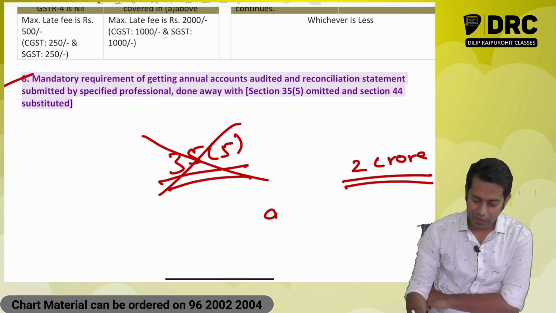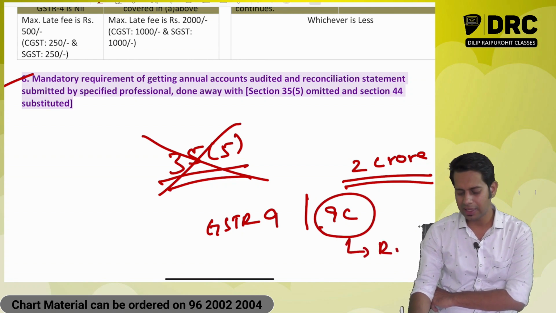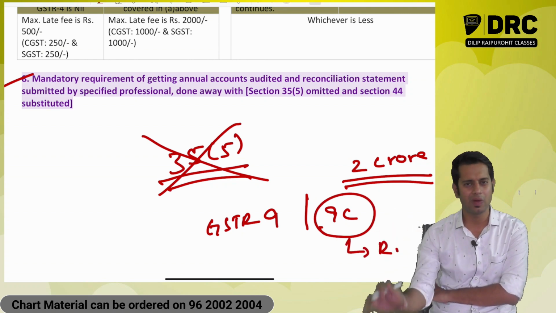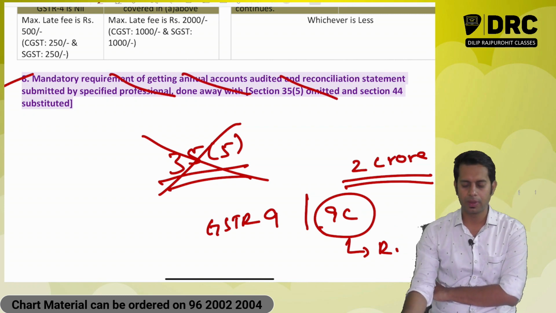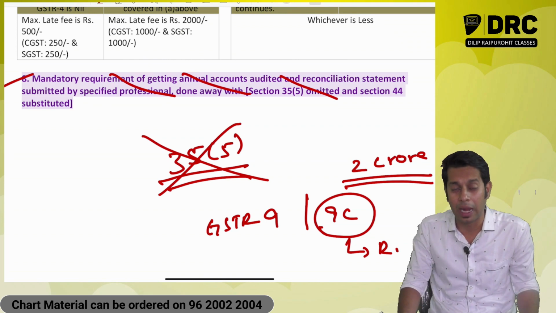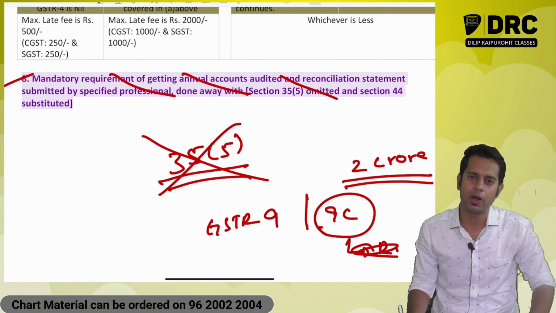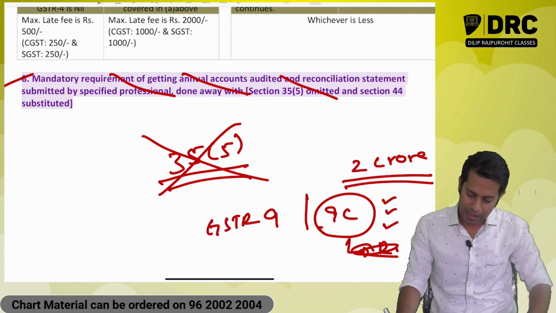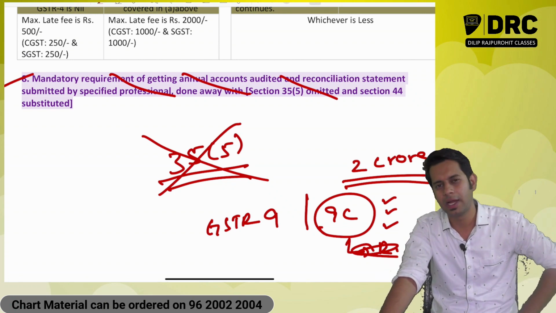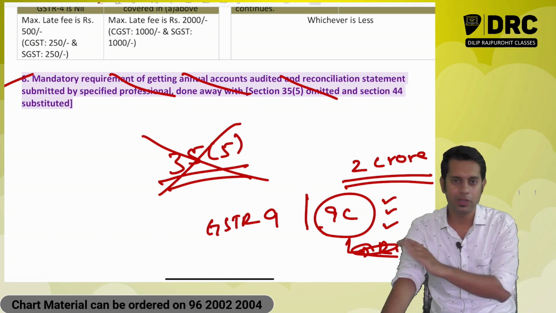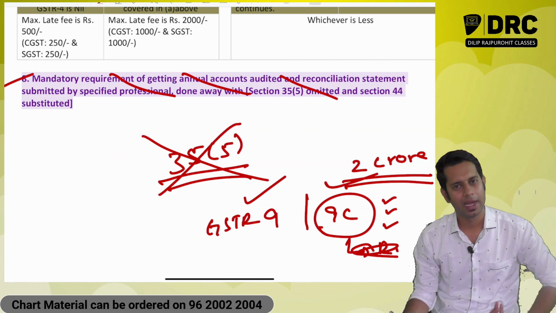Now, what was happening along with the annual return GSTR 9, there is something called 9C which was uploaded. This 9C is nothing but a reconciliation statement which is required to be signed by a chartered accountant or cost accountant. Now, this provision has been removed. This reconciliation statement can directly be signed by the registered person, the taxpayer only. Directly he can file his GSTR 9 as well as 9C.